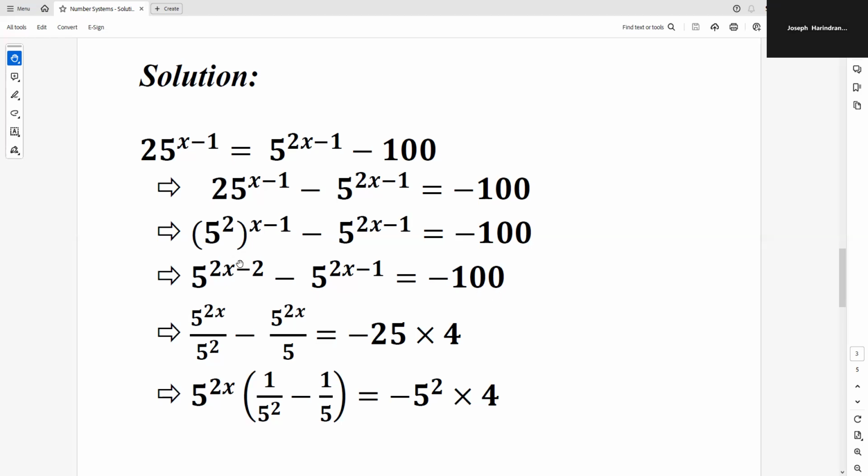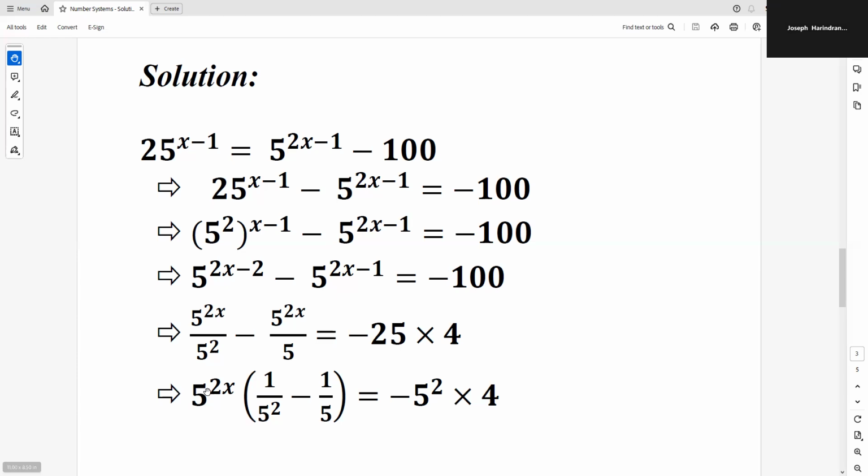Now, we use another law of exponents, the division rule. 5 power 2x minus 2, here it is a subtraction. So, we have to divide 5 power 2x by 5 squared. So, 5 power 2x by 5 squared minus, again here we have 5 power 2x minus 1. So, we put 5 power 2x by 5 power 1. We leave 5 power 1 as 5 itself, is equal to, here we change this minus 100 as minus 25 into 4.